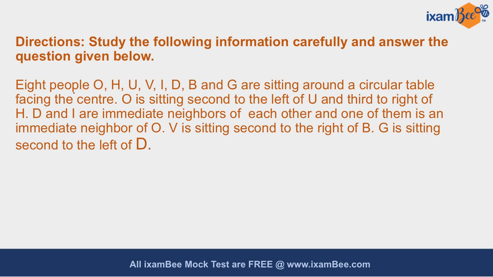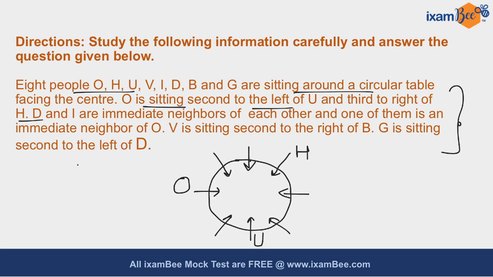It is given to you that 8 people O, H, U, V, I, D, B and G are sitting around a circular table facing the center, and some more directions are given to you. You have to comprehend these directions and draw your circular arrangement. So we'll try comprehending these directions or statements one by one. So it is given to you that O is sitting second to the left of U and third to the right of H. So accordingly we can have this particular diagram where O is sitting second to the left of U and third to the right of H.